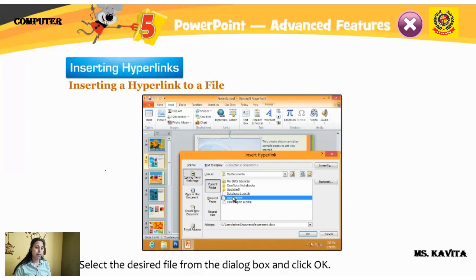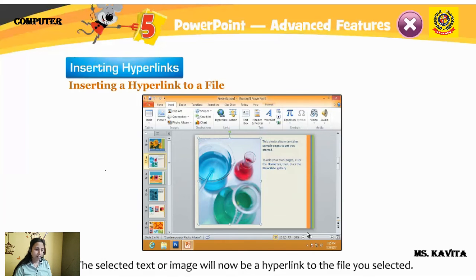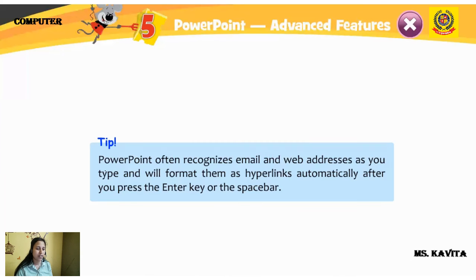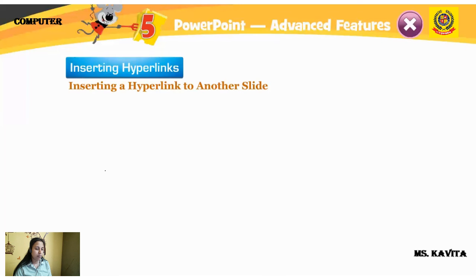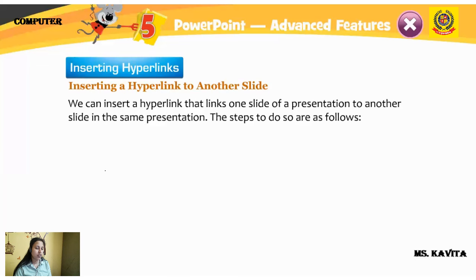Now inserting a hyperlink to another slide. We can insert a hyperlink that links one slide of a presentation to another slide in the same presentation. The steps are as follows. Select the required text or image that you want to turn into a hyperlink. Now open the Insert Hyperlink dialog box. On the left side of the dialog box, click on the Place in This Document button. Click the name of the slide you want to link to.